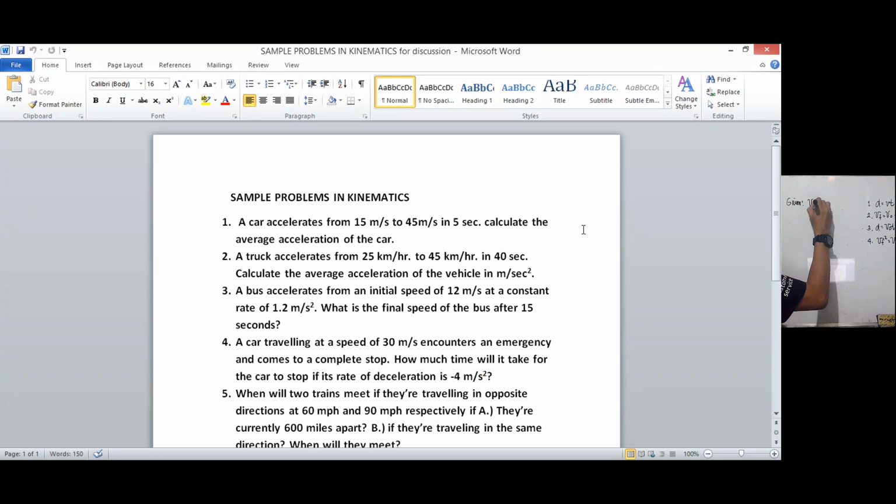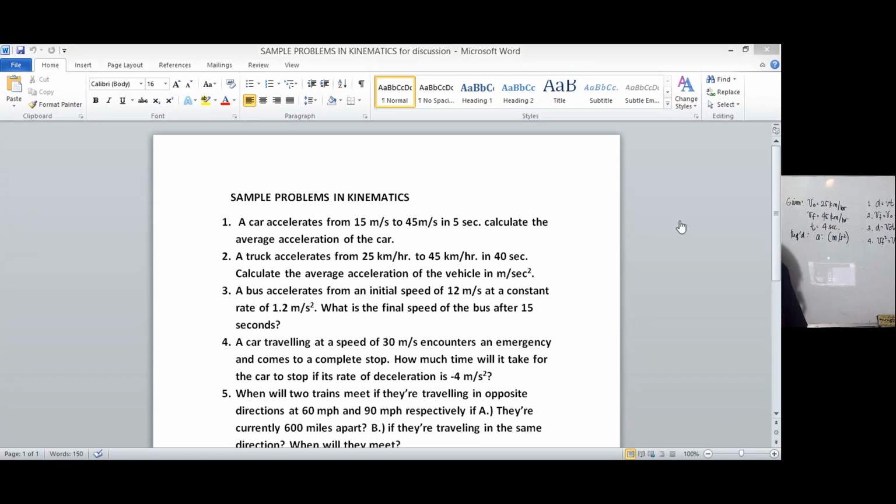Okay, given is your initial velocity of the truck, 25 kilometers per hour. And then given is your final velocity of 45 again, but this time it is in kilometer per hour. Okay, and given time of 40 seconds. And finally required is the acceleration. Okay, but it is in meters per second squared. Okay, so I think that's it.